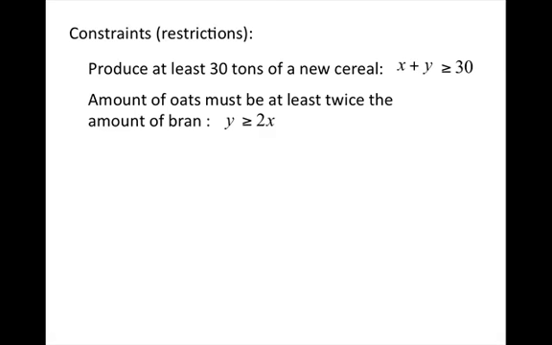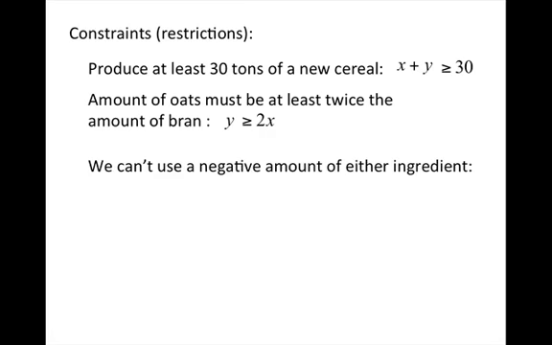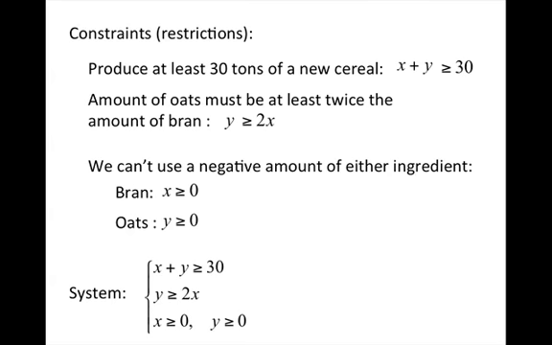I'm not given any other restrictions, so look for your implied restrictions. I can't have a negative amount of either ingredient, so I'm going to have x and y both greater than or equal to 0. So this gives me my system. I have x plus y is greater than or equal to 30, y is greater than or equal to 2x, and x and y are both greater than or equal to 0.